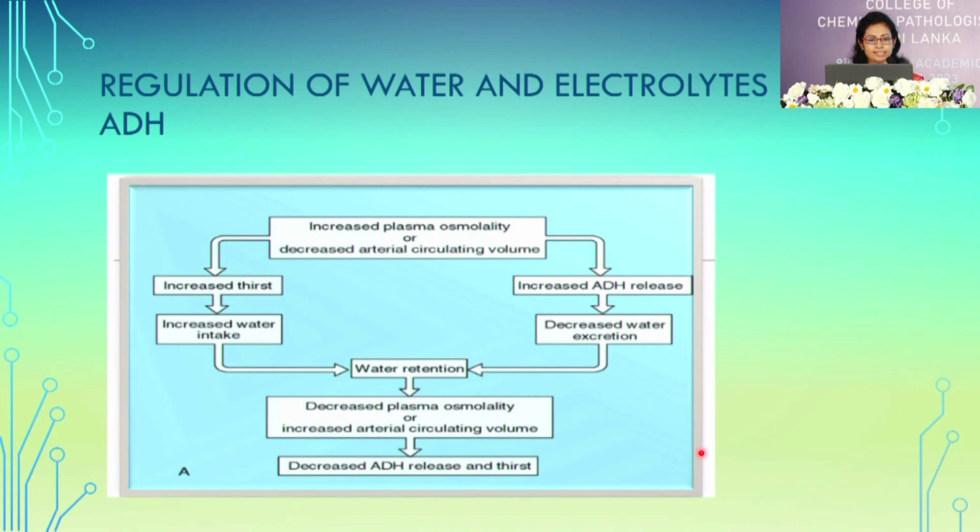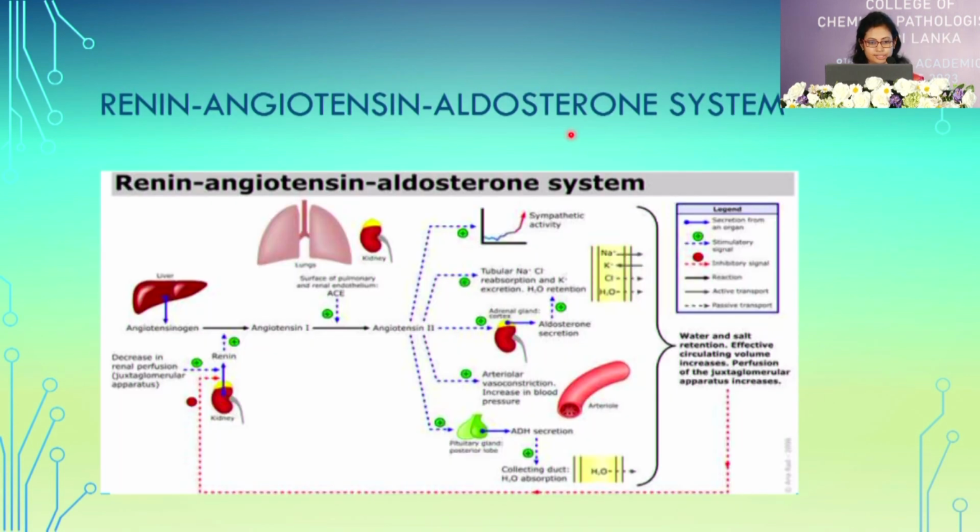This is again the same thing which I described, so I'll just skip it. This is about the renin-angiotensin-aldosterone system. When there is a decrease in the arterial volume, renin is produced by the juxtaglomerular apparatus. That will increase the production of angiotensin 2, which acts on the posterior pituitary to secrete ADH. Then ADH will act on the collecting ducts, leading to increased absorption of water, and so there will be water retention.